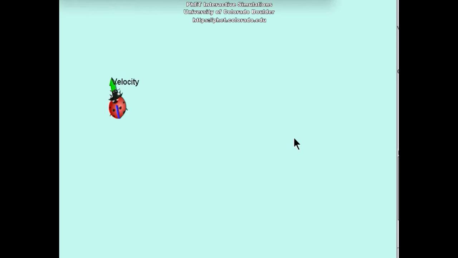Here we have a ladybug, and let's see how it moves. Okay, it is moving, it is going straight, and I can see a line, meaning the path followed by the ladybug, and I can see that that path is a straight line.